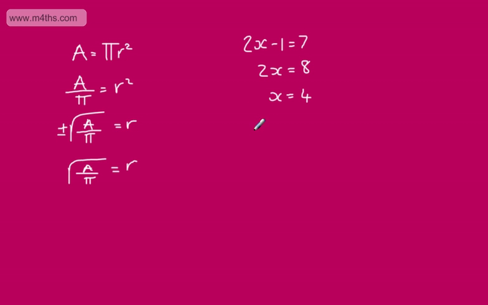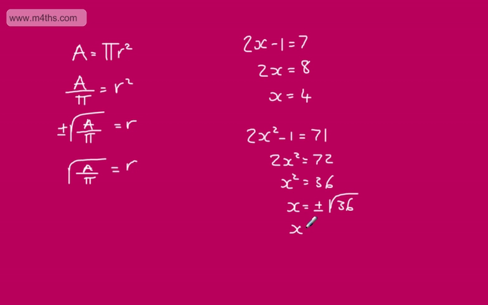If we had another equation, let's say we had 2x squared minus 1 is equal to 71. We would now add 1 to both sides. So we'd have 2x squared is equal to 72. We would divide both sides by 2. x squared is 36. Then we would take the square root. So x is equal to plus or minus the square root of 36, and we could see that x is equal to plus or minus 6. So all I've done here is solved an equation. Over here I've rearranged a formula using the same technique.